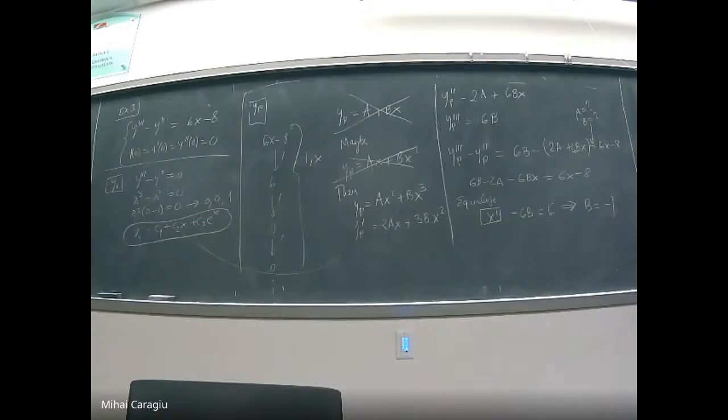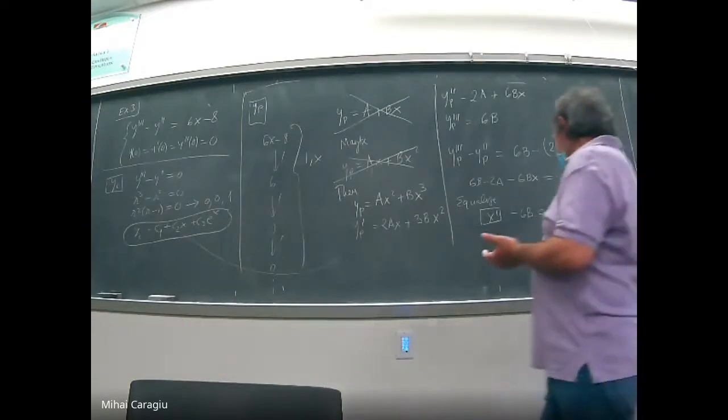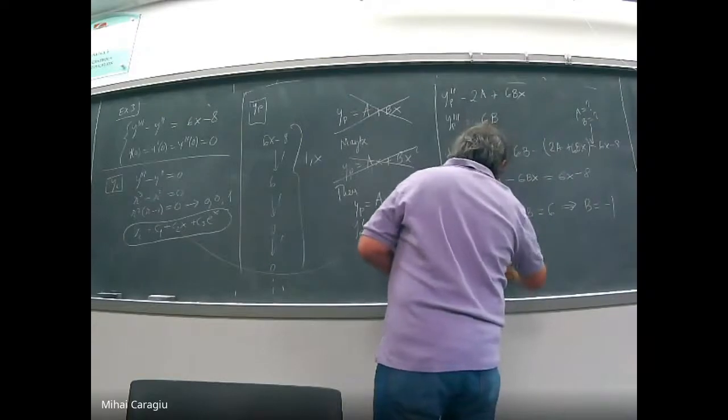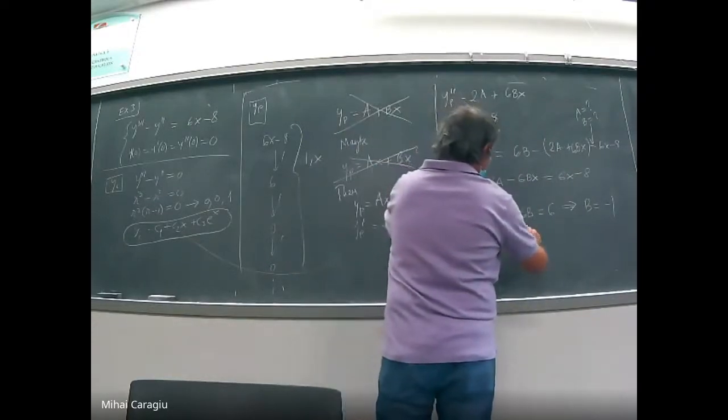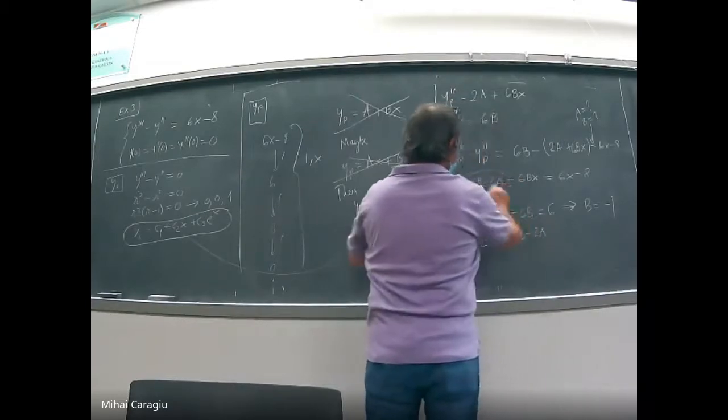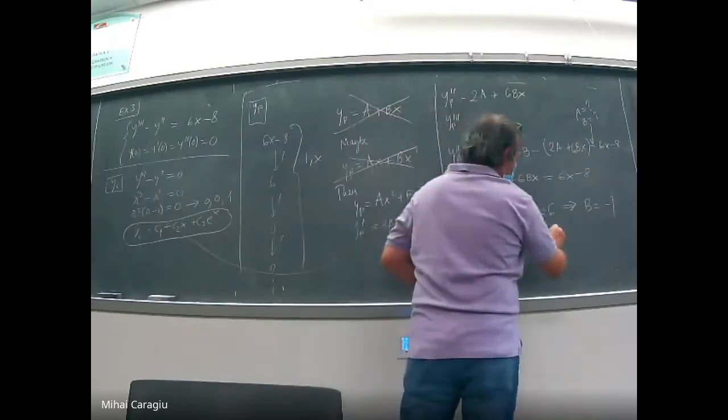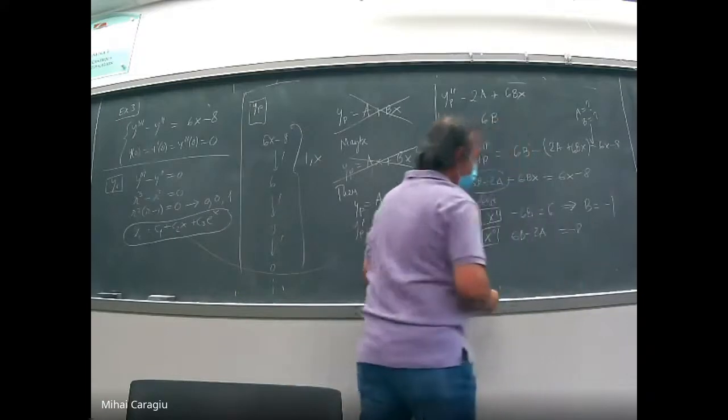Now, what else should we equalize? The coefficient of x to the power 0, on the left and the right. That is the constant. The constant on the left is 6b minus 2a. The constant on the right is minus 8.